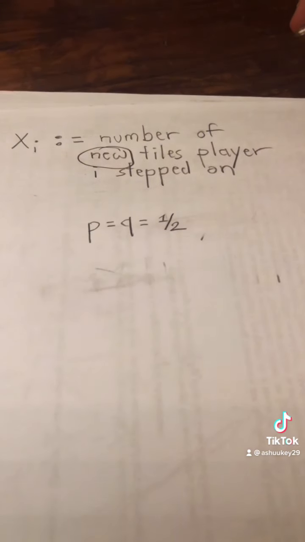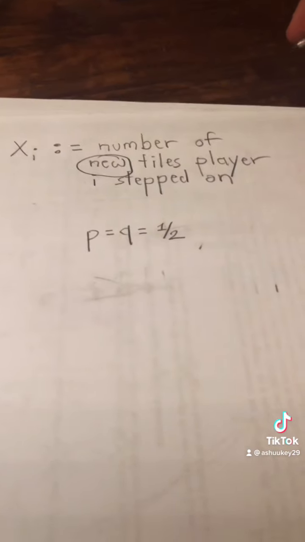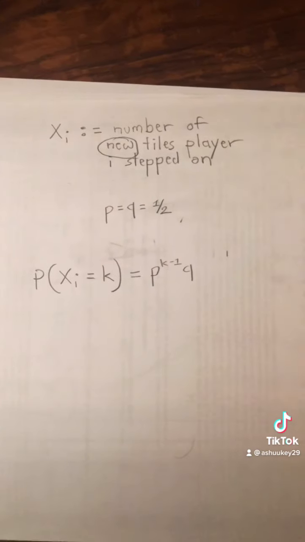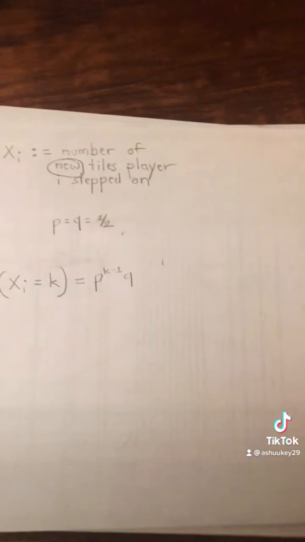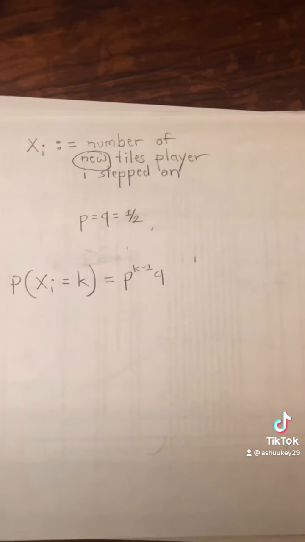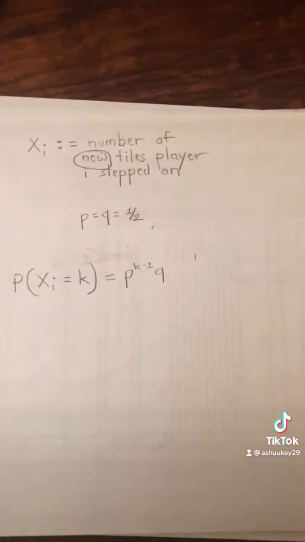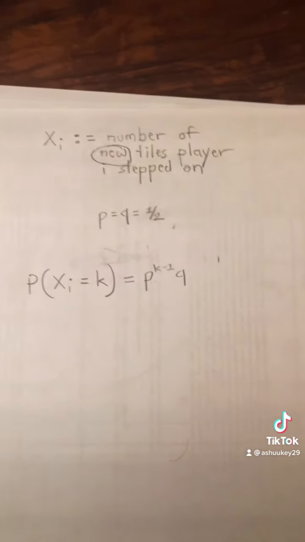Let p be the probability of picking the good tile from a set, and let q be the probability of picking a bad one. The event that player i steps on exactly k new tiles occurs when they step on k-1 correct tiles, and the kth tile they step on is incorrect. The probability of this event, shown here, is a geometric random variable. The key insight here is that the X_i's for each player are identically distributed. Now there's a small caveat with there being a limited number of tiles in the game, but it doesn't change any of the intuition or the analysis of the math.